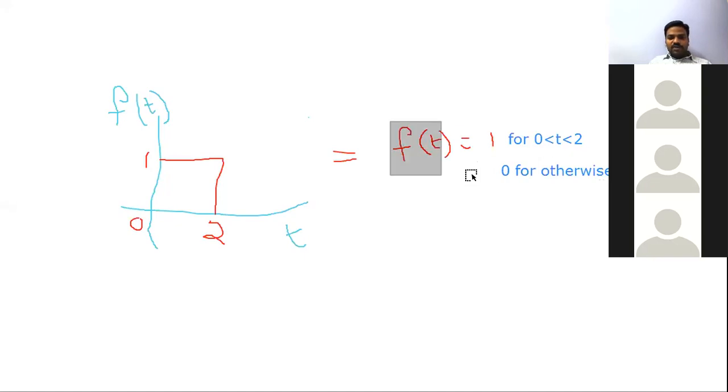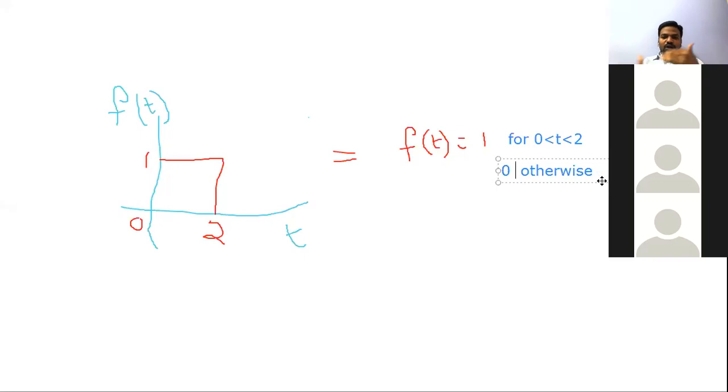Now clearly see this one. So f of t is equal to 1 for 0 less than t less than 2, and it is equal to 0 otherwise. Otherwise means obviously the times which have not been included in the previous interval. So minus infinity to 0 is not included, and from 2 to infinity is also not included. Now this is the mathematical expression.